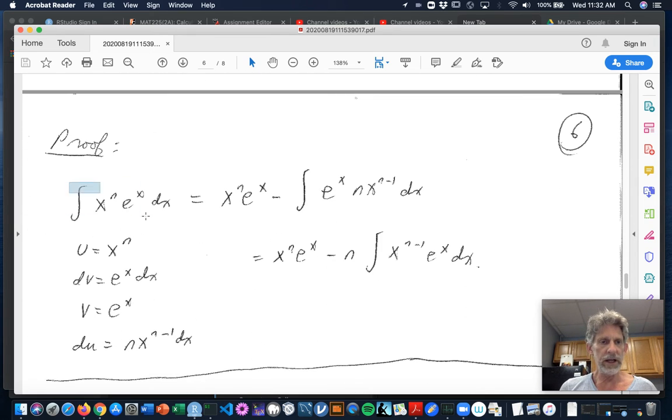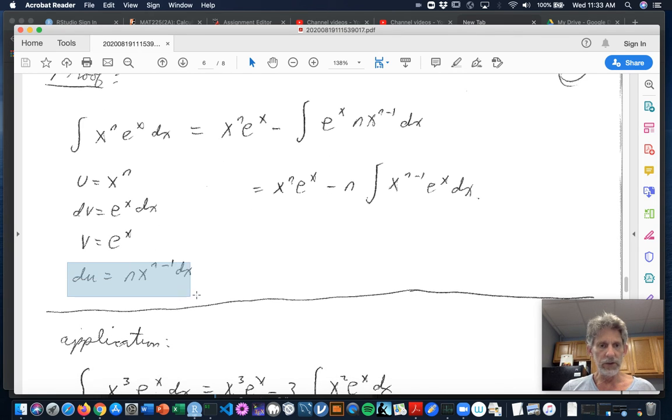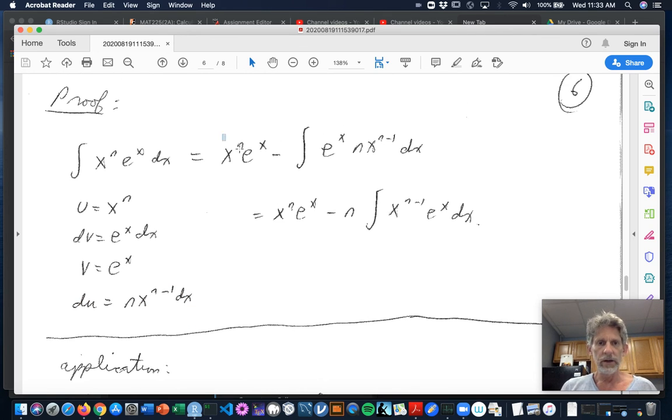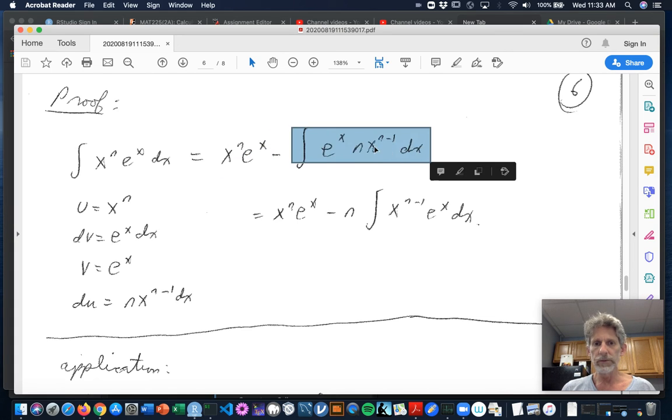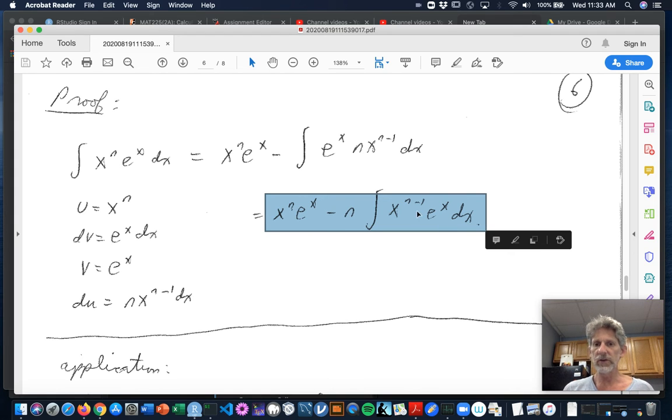So if I'm looking at x to the n e to the x dx, I could choose u to be x to the n, and dv is everything else. v is e to the x. du would be the derivative of x to the n, which is n times x to the n minus 1 times dx. Here's my uv minus my integral of v du. Pull out the constant of n, stare at what's left. Oh my goodness, we've done it. That's the other side of the reduction formula.